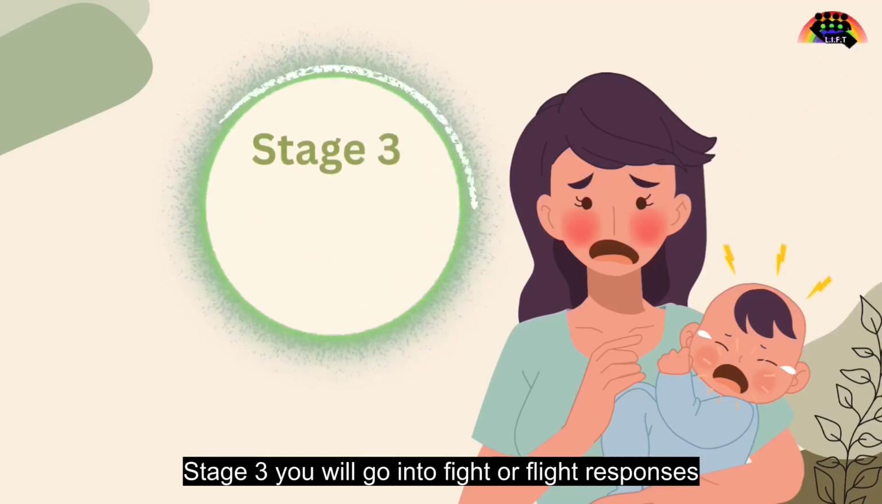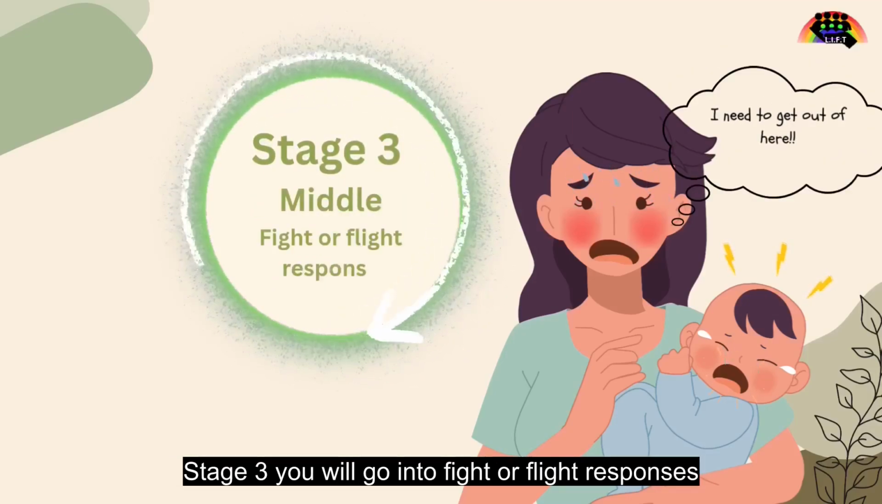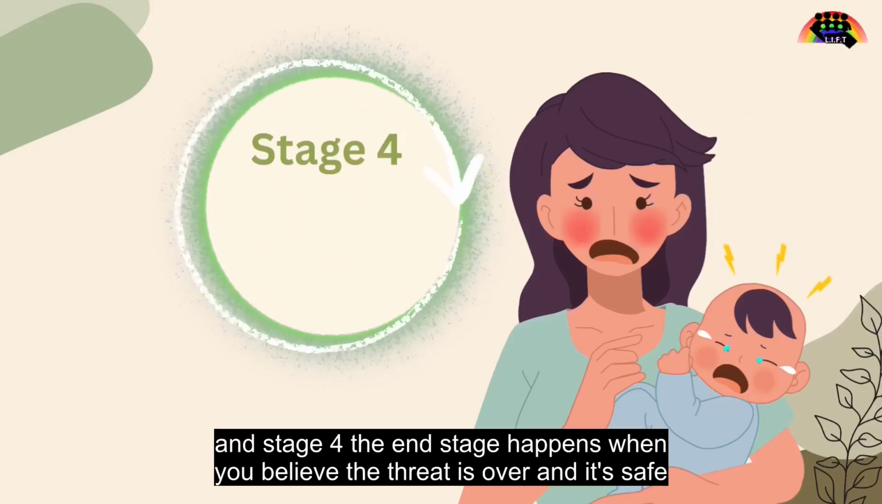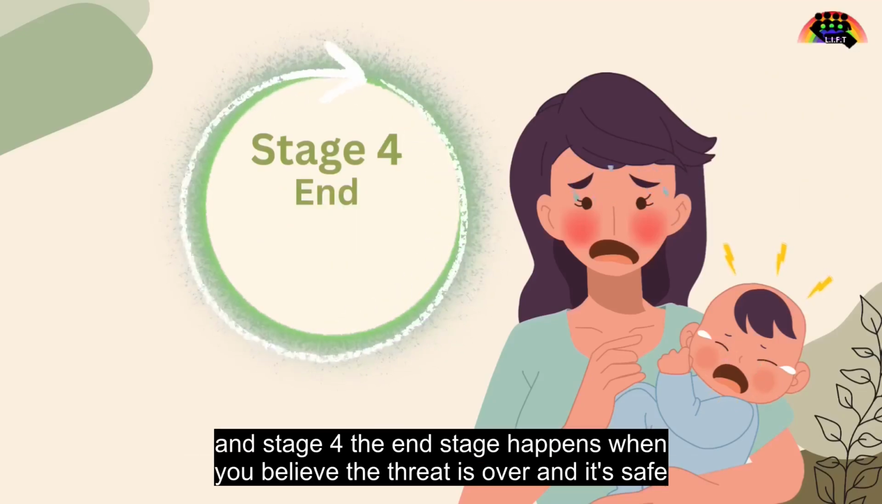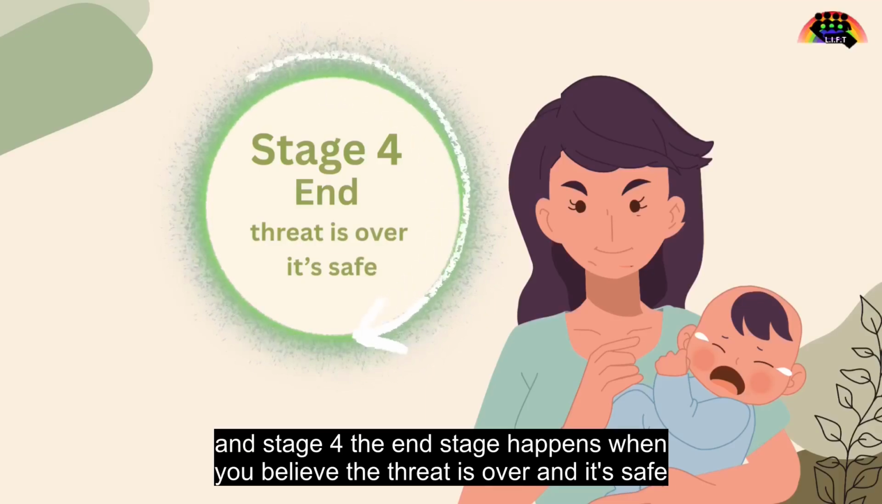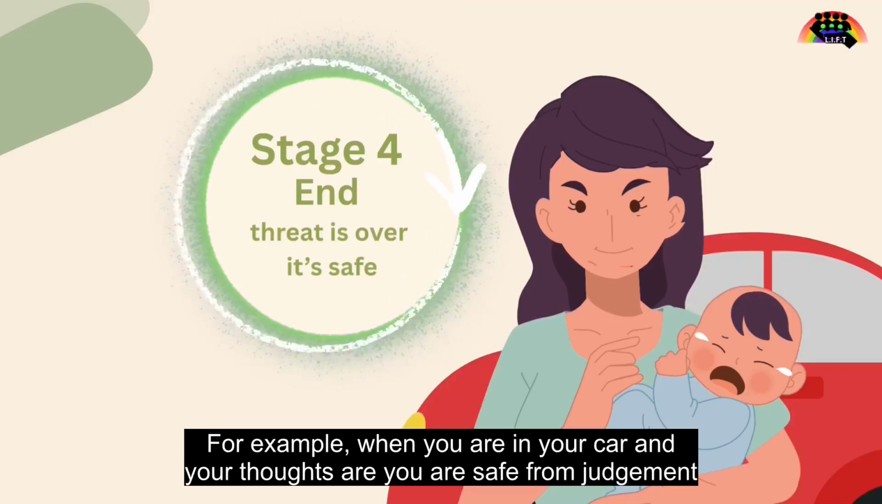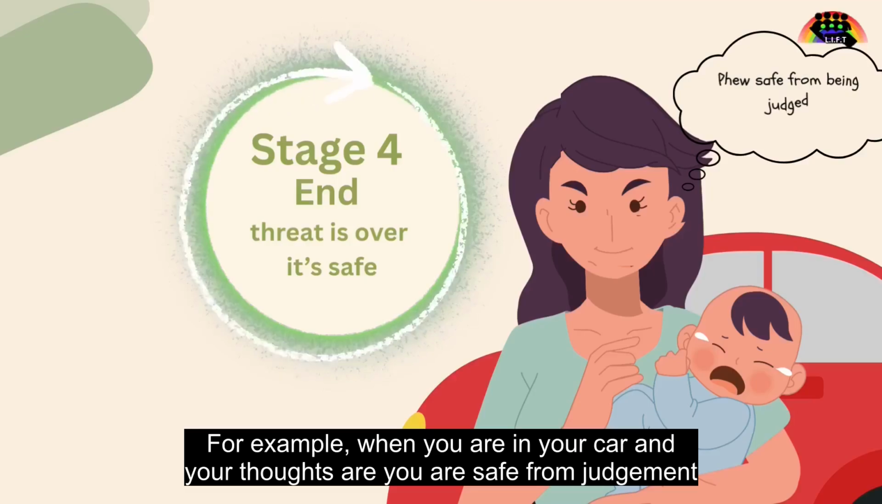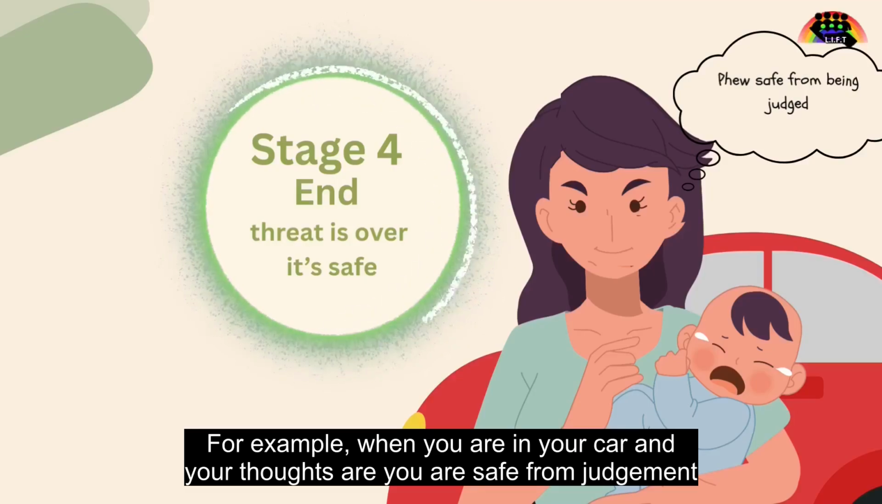Stage 3, you will go into fight or flight responses. And stage 4, the end stage, happens when you believe the threat is over and it's safe. For example, when you are in your car and your thoughts are, you are safe from judgment.